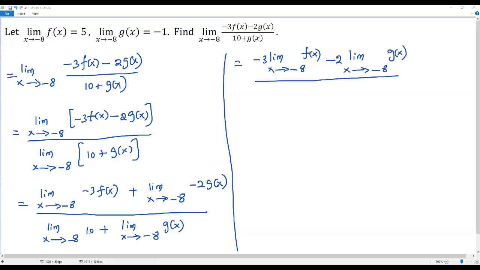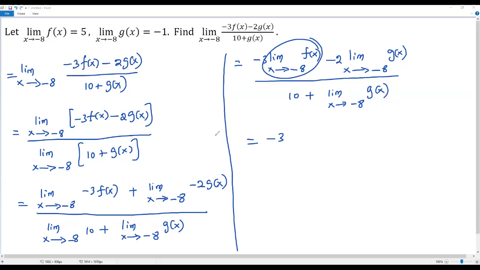Over, here. If there is f of x or g of x, I can evaluate this limit, because we have the limit as x approaches negative 8 of f of x equals 5, and the limit as x approaches negative 8 of g of x equals negative 1. But here it's a constant. So the evaluation of this limit is the same constant, that is 10 plus the limit as x approaches negative 8 of g of x. Now we can plug in the values over here.